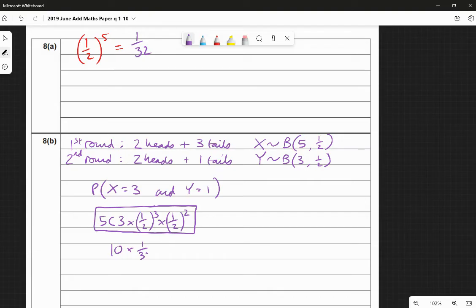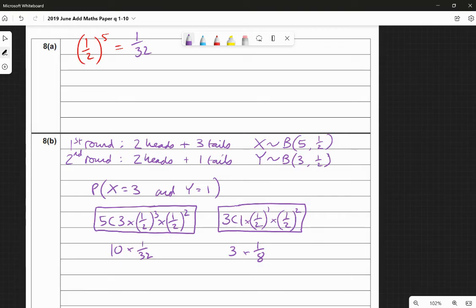Now, the probability of y being 1, well, this one is 3 trials this time, because there are 3 people, and choosing 1 person to succeed, multiplied by a half to the power of 1 for success, and failure, there were 2 people who failed. So that would be 3 times a half to the power of 1 times half to the power of 2, which is 1 over 8.